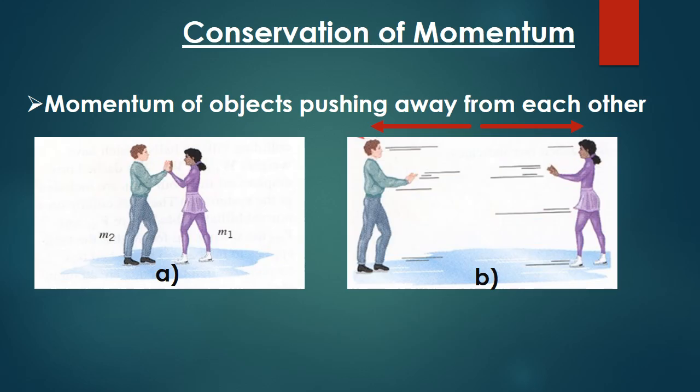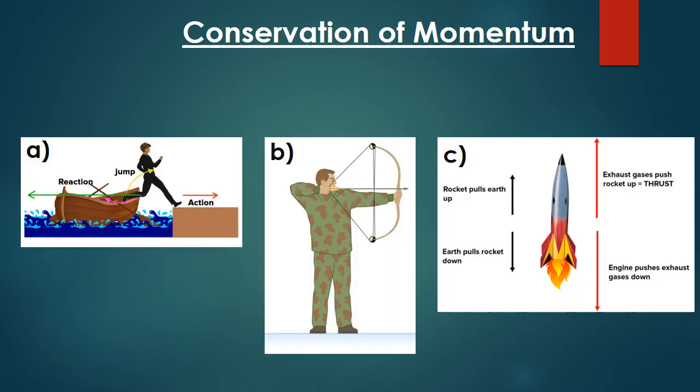Momentum of objects pushing away from each other. Another example: starting from rest, two skaters push off against each other on smooth, level ice, where friction is negligible. When the skaters stand facing each other, both skaters have zero momentum, so the total momentum of both skaters is zero. When the skaters push away from each other, their momentum is equal but opposite. So the total momentum is still zero.